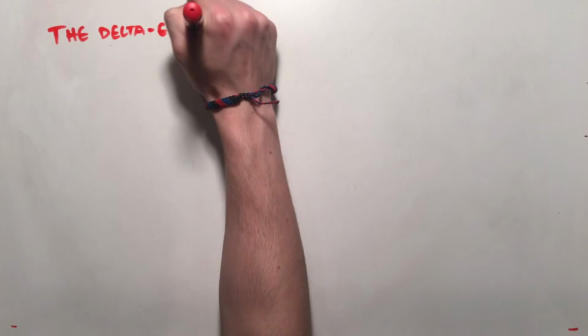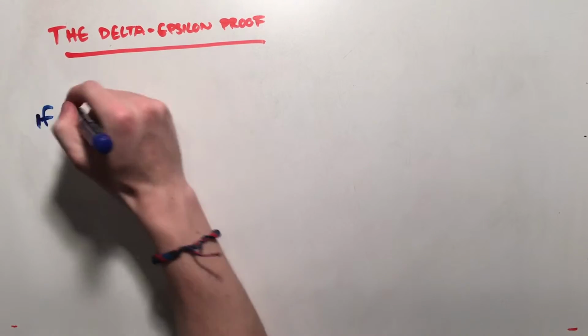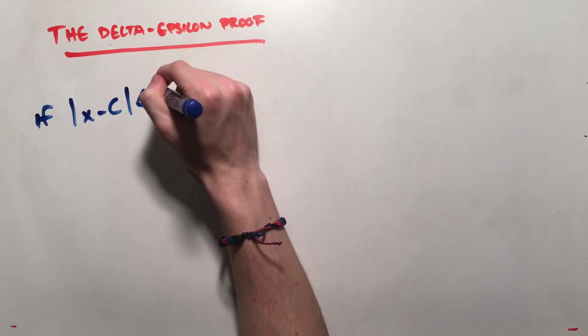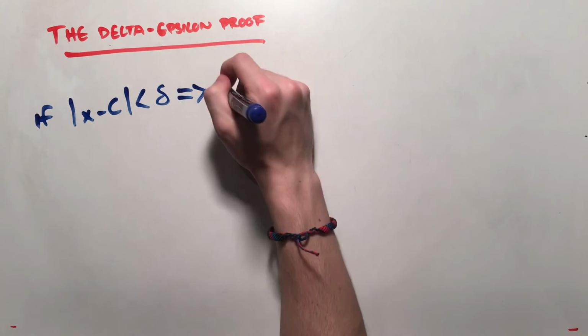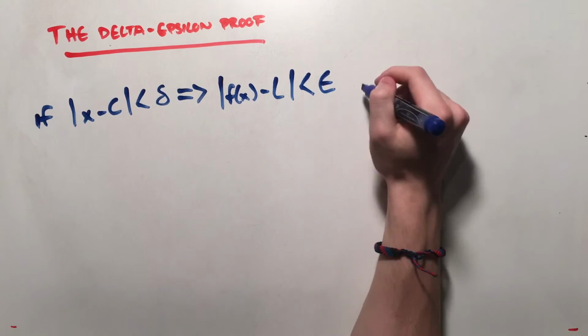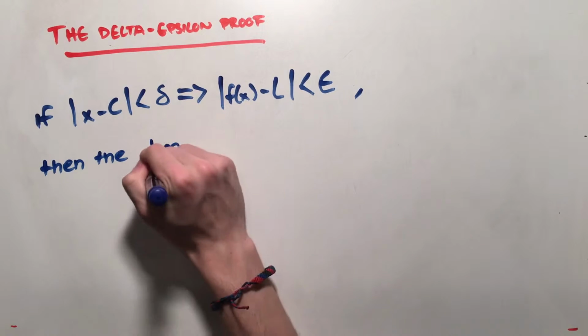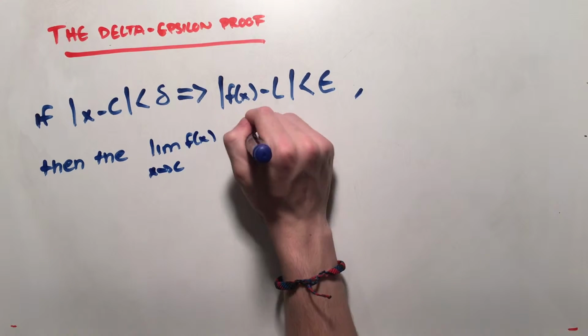The delta-epsilon definition. The delta-epsilon definition looks formally like this. The absolute value of x minus c and the absolute value of f of x minus L is just a fancy way of showing the distance between x and c, or f of x and L.